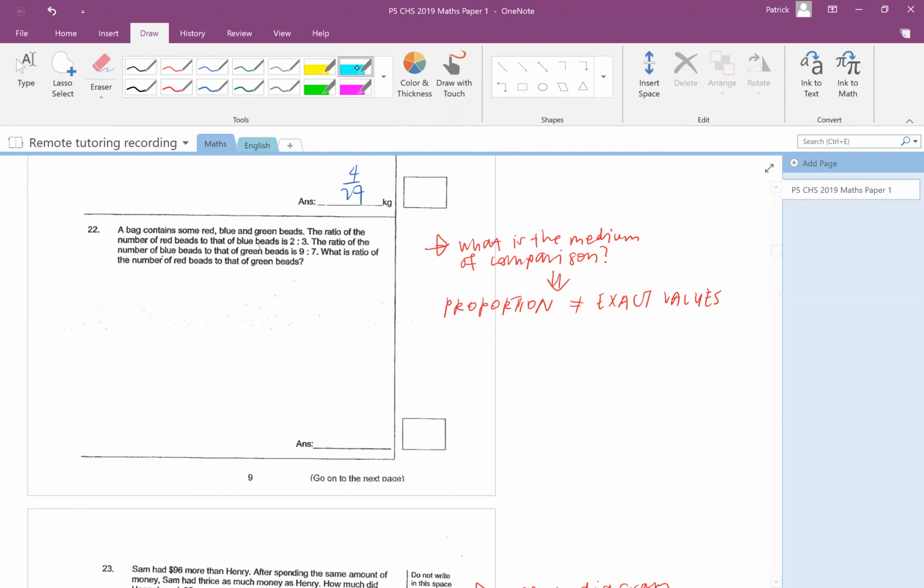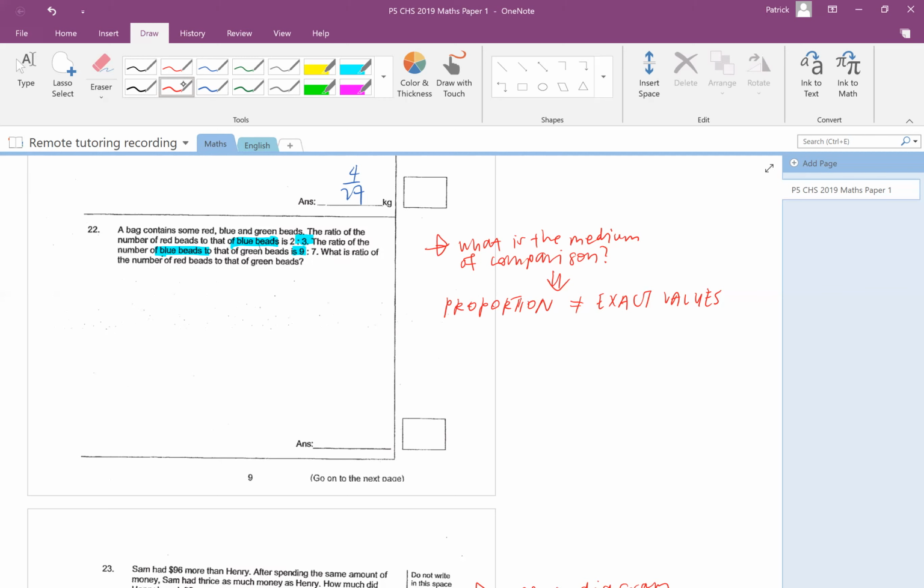So first we'll look at what is the medium of comparison here. The first statement, red beads and blue beads. Second statement, blue beads to green beads. So blue beads appears in both statements. However, blue beads takes on the proportion of 3 here and the proportion of 9 here. Take note, proportion does not denote the exact values. So this doesn't mean that there are 3 blue beads, and this doesn't mean there are 9 blue beads, but y'all probably already know that.